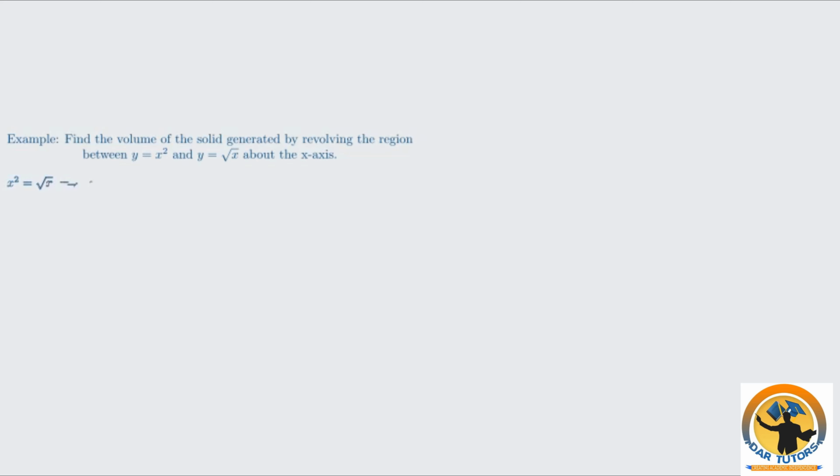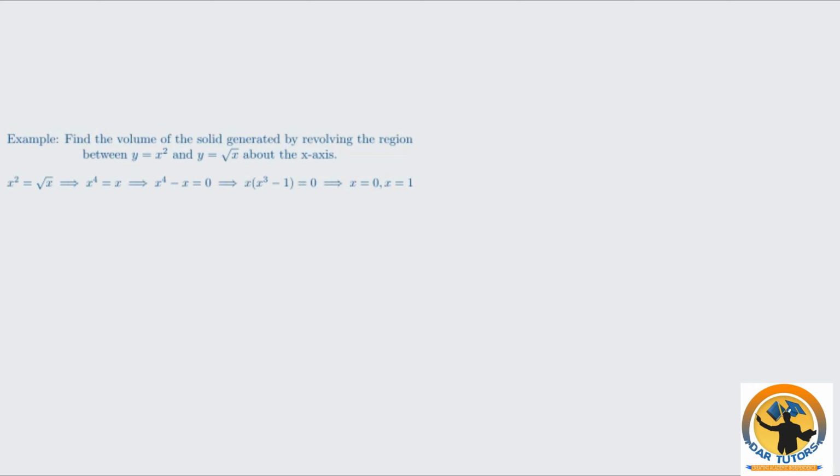Squaring both sides gives x to the fourth equals x. Rearranging, we get x to the fourth minus x equals 0. Factoring out x, we have x times the quantity x cubed minus 1 equals 0. This gives us solutions x equals 0 and x equals 1. These are our bounds. Next, we need to determine which function is the upper function f of x and which is the lower function g of x on the interval from 0 to 1.